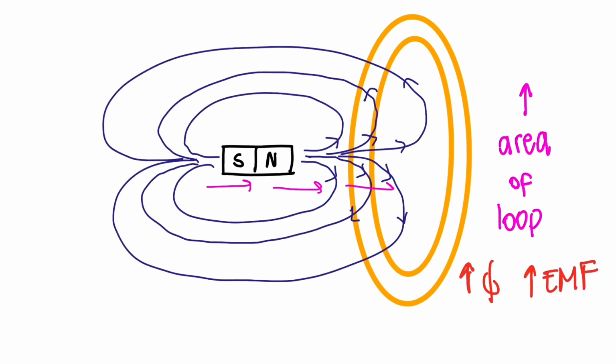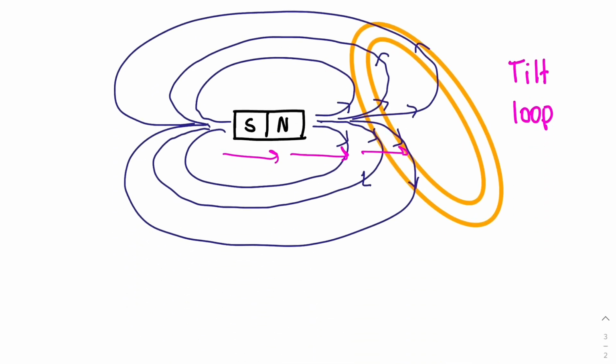And here in this last little scenario, we have a tilted loop, which is going to change the angle between that dot product of B and dA. And this causes flux to decrease, which also decreases the EMF. So as we can see, flux and EMF have a directly proportional relationship to each other.